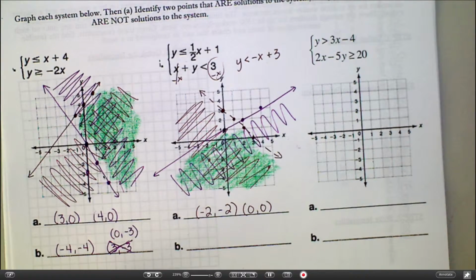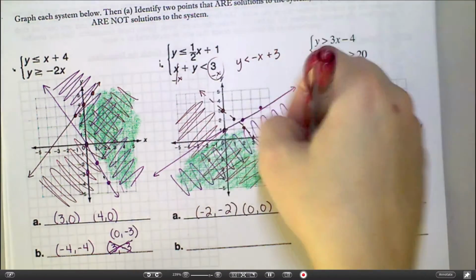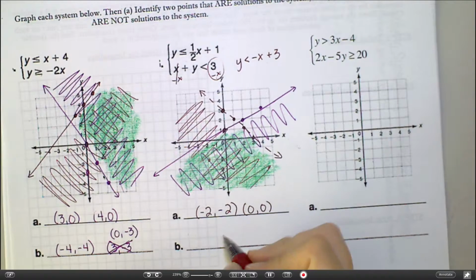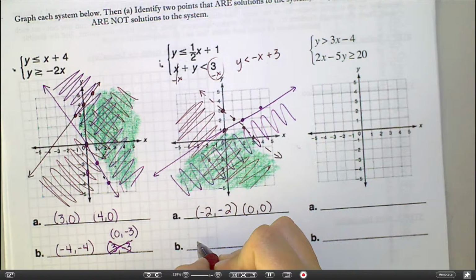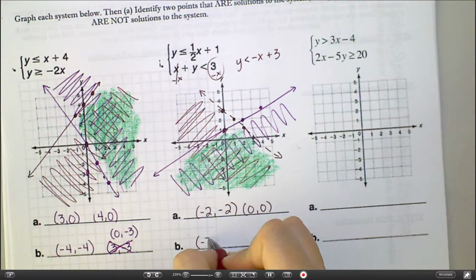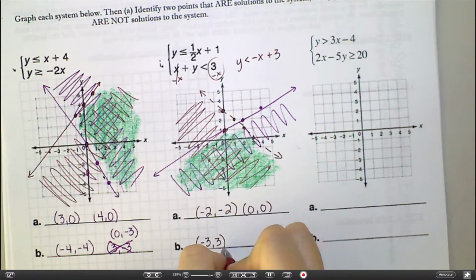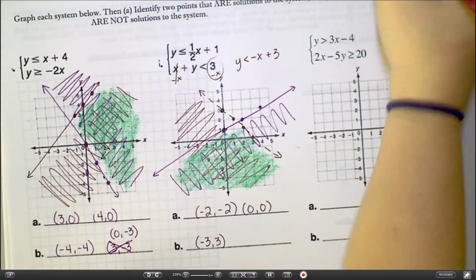Okay, and so then anything that's not a solution, give me something that's not a solution. 100, comma 100. Sure, 100, comma 100 would be way up here someplace.